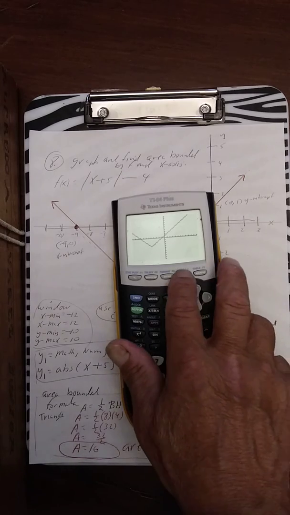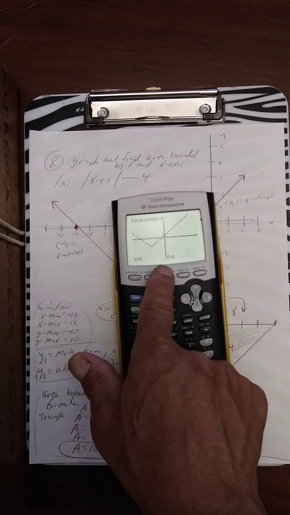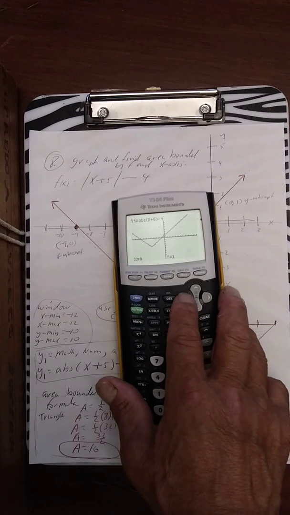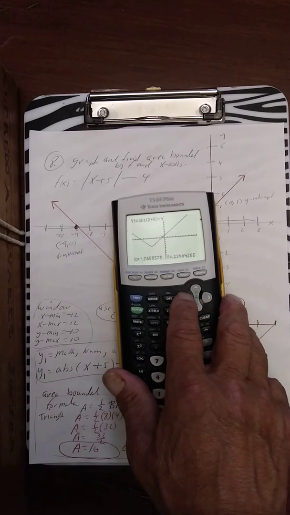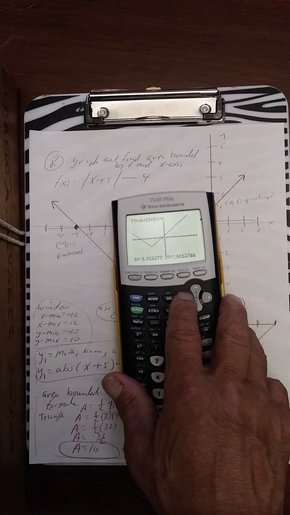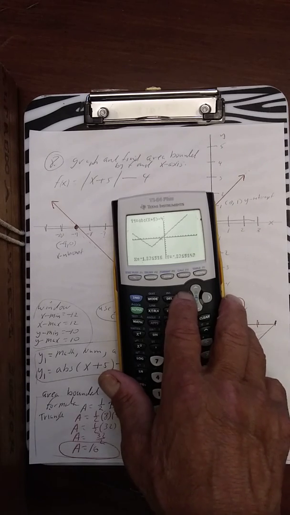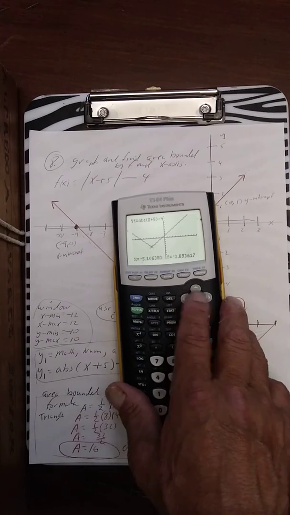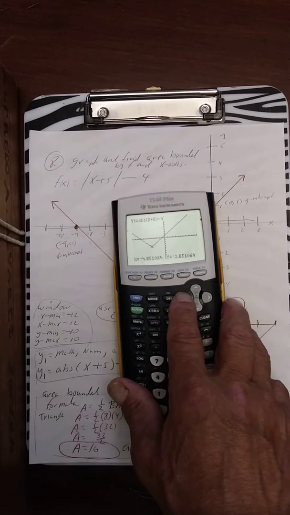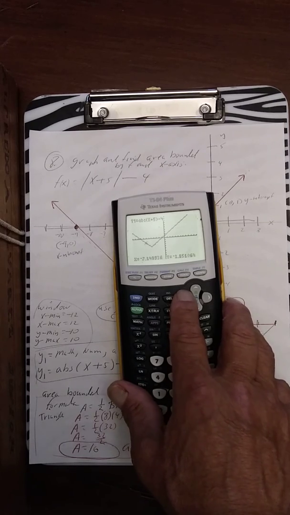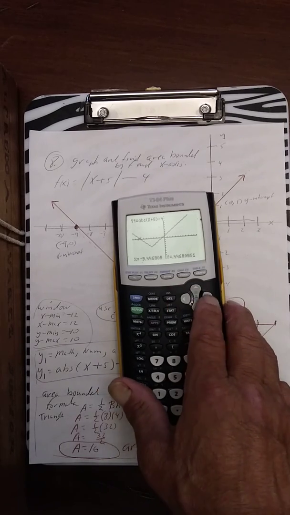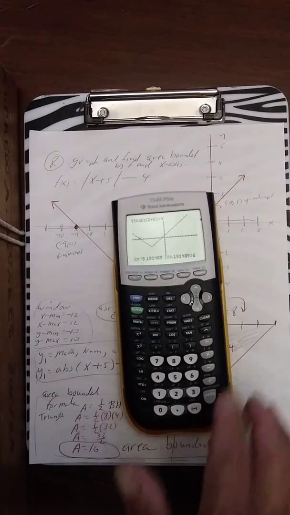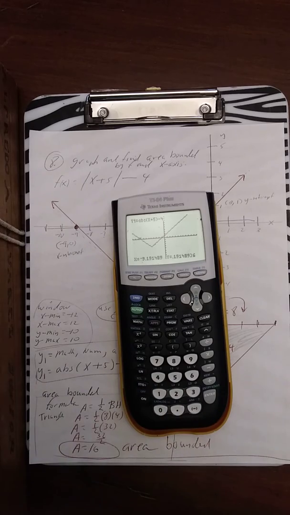Let's do a trace on it. Trace means at 0, 1, there's an intercept right there. And if you go to the left, you're going to find another one close to negative 1 and 0. And you go to the left a little bit more, we're going to find another one close to negative 5 and negative 4. And to the left, we're going to find another one close to negative 9 and 0. So there's using the trace function. So now we know what it looks like.